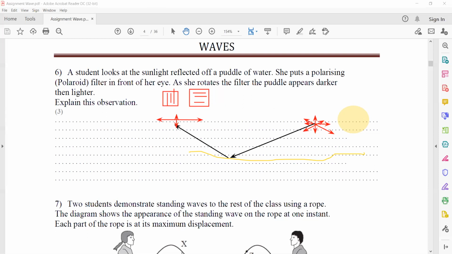So when you write the answer, basically the ray of light which is reflected is polarized, and this polarized light has vibration or oscillation only in one plane, and when it passes through a polarizing filter, it only allows oscillation in one plane or one direction to pass. When the planes are parallel, it appears light, but when the planes are perpendicular, 90 degrees, it appears dark. Is it clear?